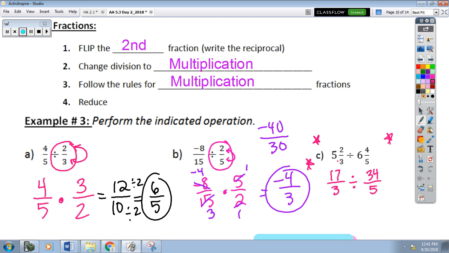Now, this problem looks like our last ones. Now we'll change this division to multiplication of the reciprocal. So 17 thirds times, oops, I didn't flip it, 5/34.